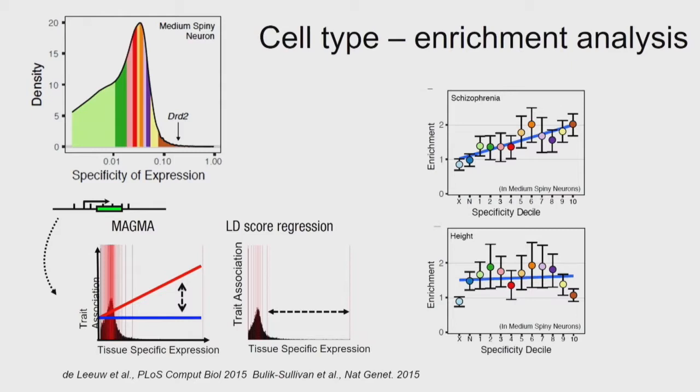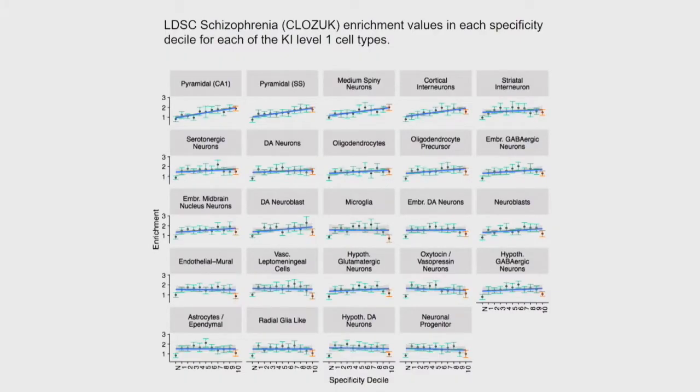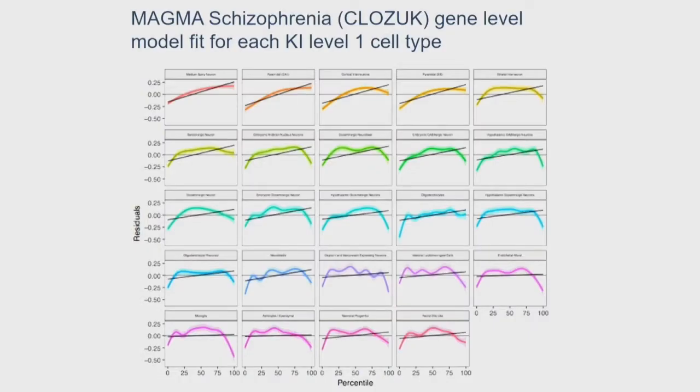So this tells us that there's more risk in the specific portion of medium spiny neurons than in the non-specific portion. And if you instead use a GWAS for height, for which we have no reason to believe that the striatum is involved, you'll see it's a flat line, and as you go more specific, it actually drops off. You see less enrichment for height. So we did this for every cell type in the brain. Here you see different examples of this. This is for the LD score regression, and then we did the same thing for MAGMA.